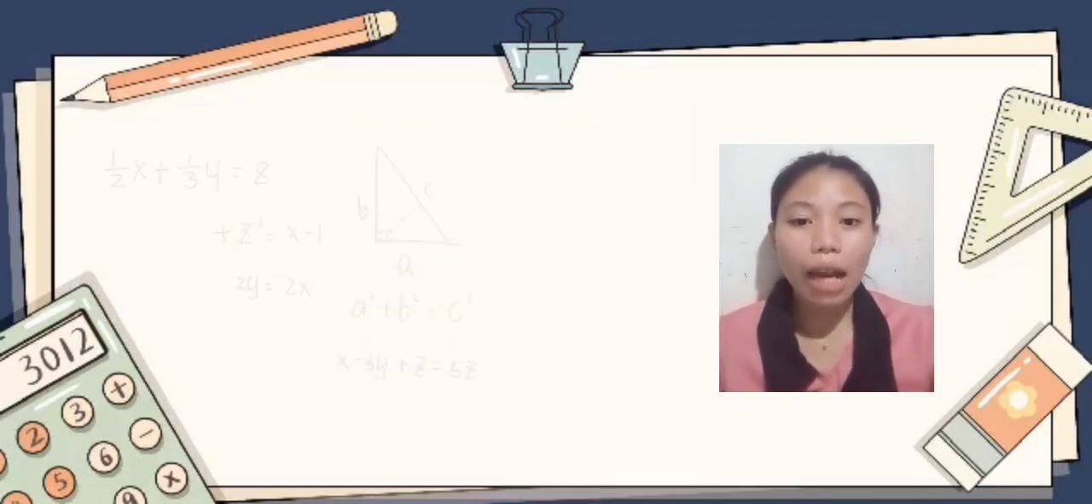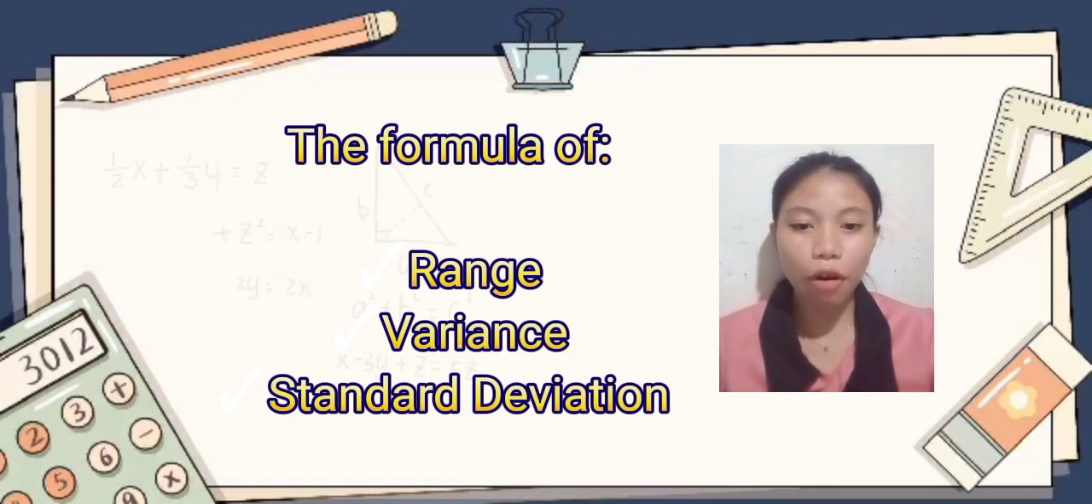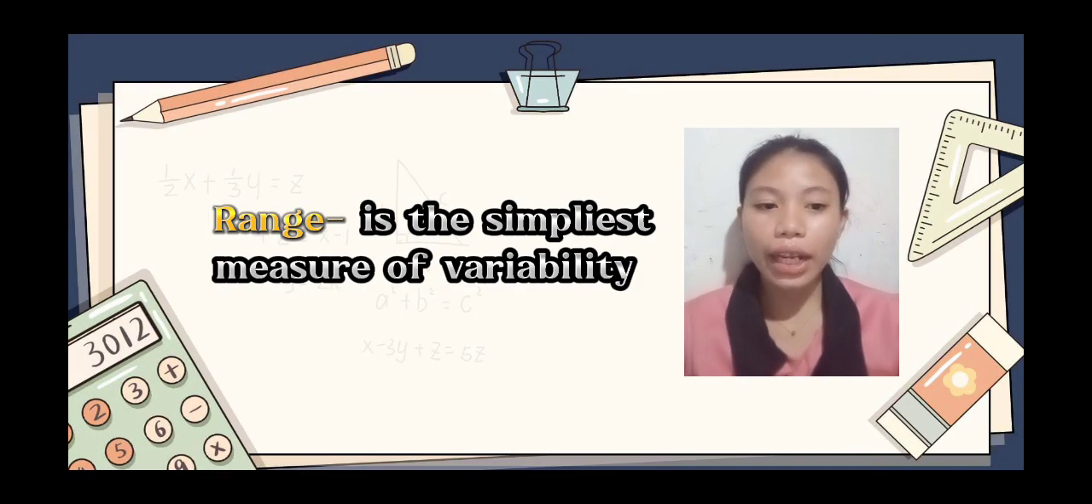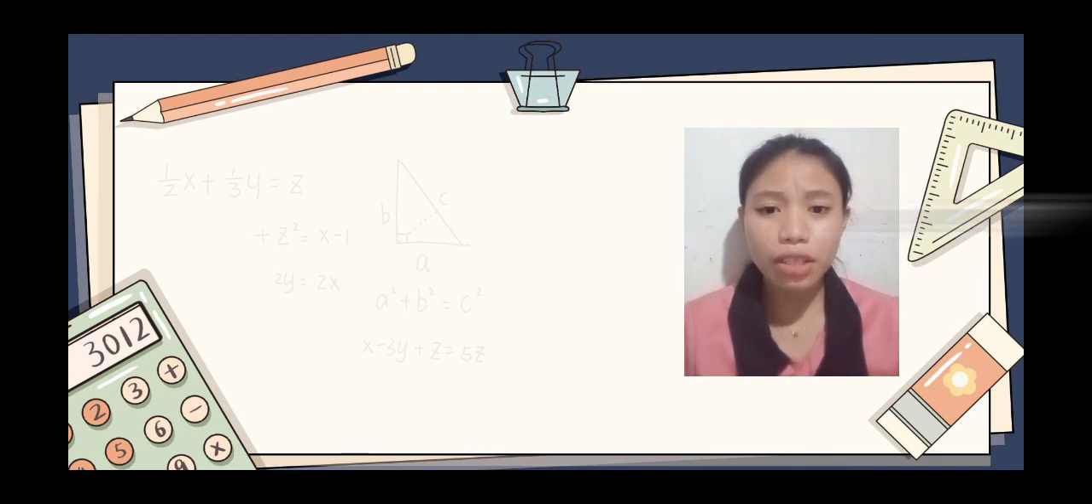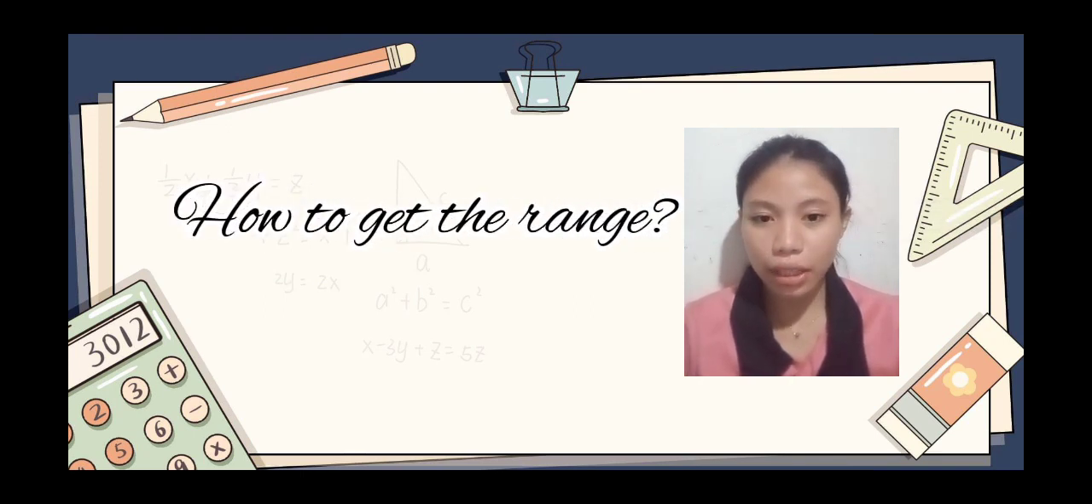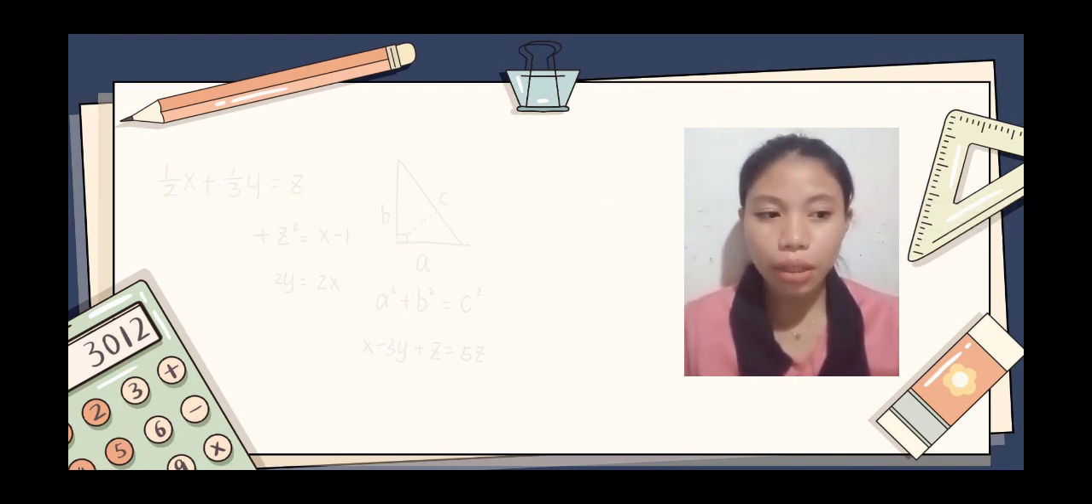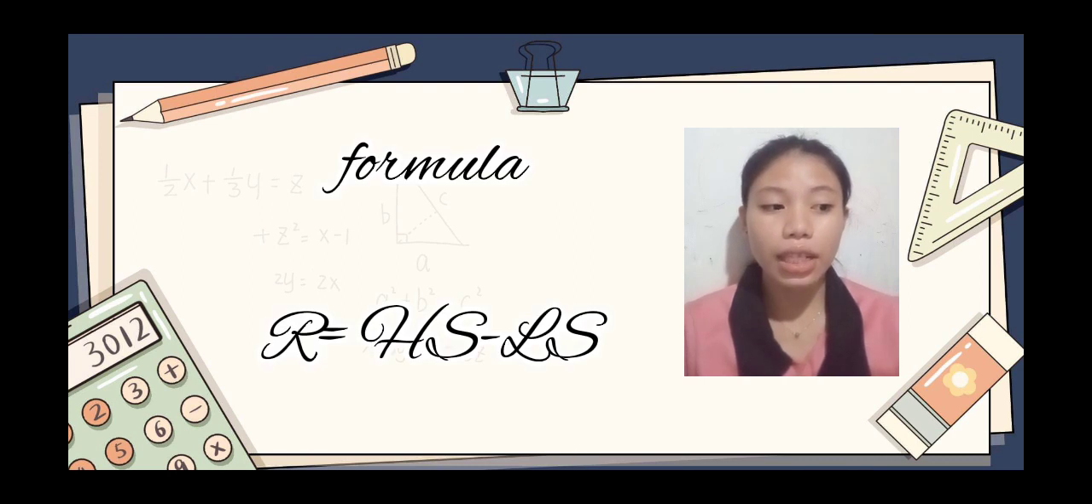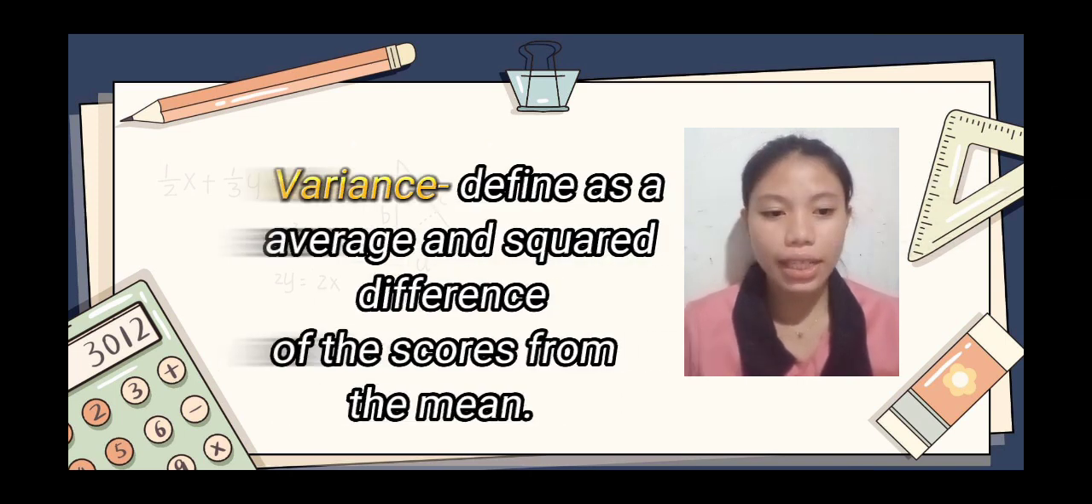So now, I will introduce to you the formulas of range, variance, and standard deviation. Range is the simplest measure of variability. But the question is, how to get the range? All you have to do in order to get the range is subtract the lowest score from the highest score. Next, we have variance.